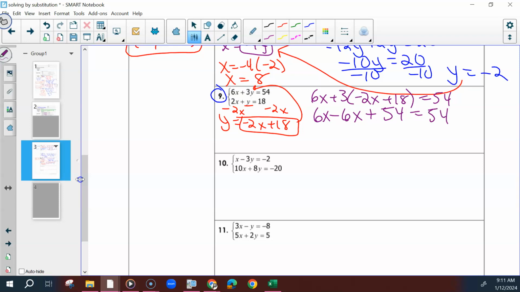What happens when we combine our terms? It's going to be infinitely many solutions. These cancel, leaving 54 equals 54, which is a true statement, so infinitely many solutions. You can use IMS or the infinity symbol.